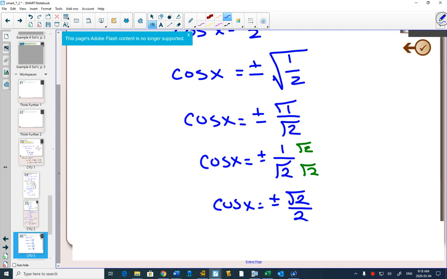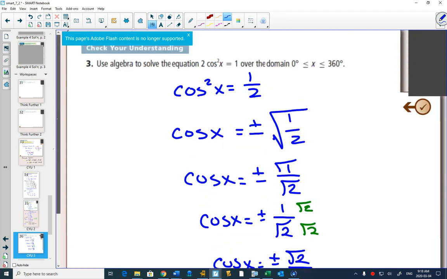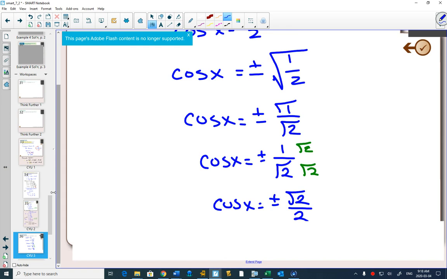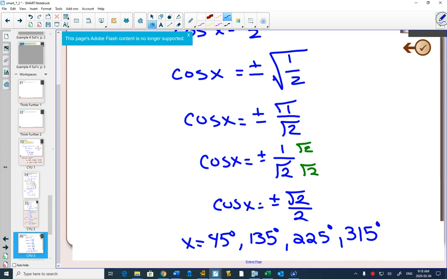Is this question in radians or degrees? Degrees. And since it's plus or minus, it's in all four quadrants. So you would have 45 degrees, 135 degrees, 225 degrees, and 315 degrees. Right? Again, I did one full time around.